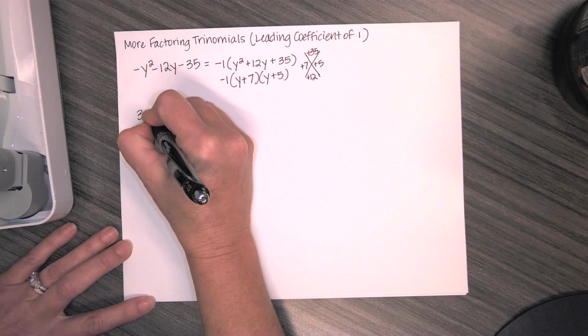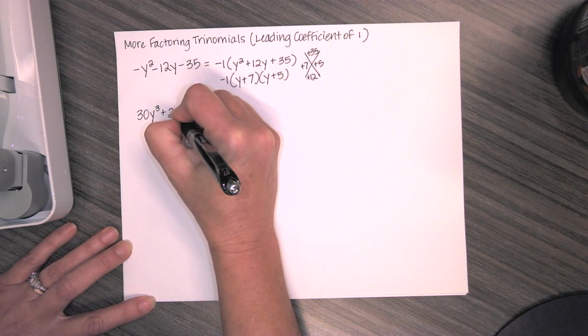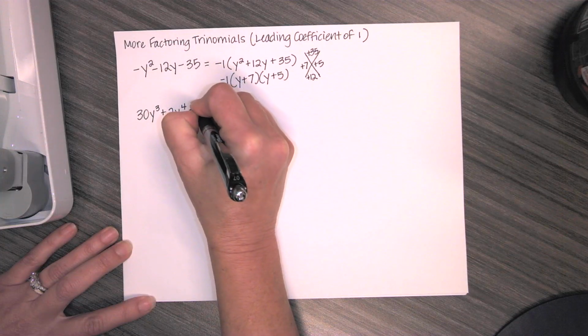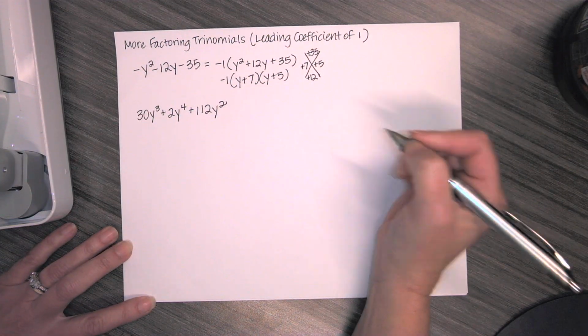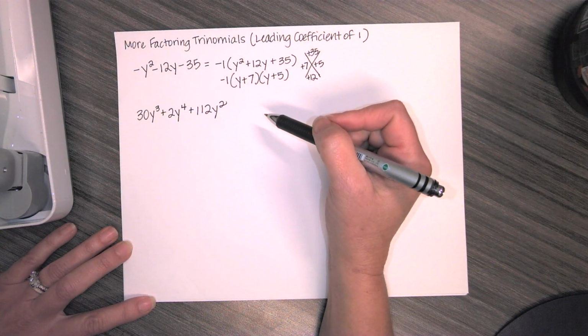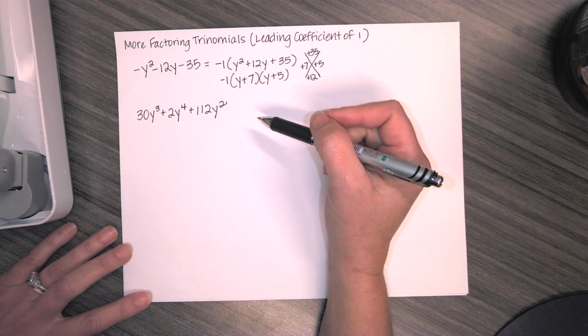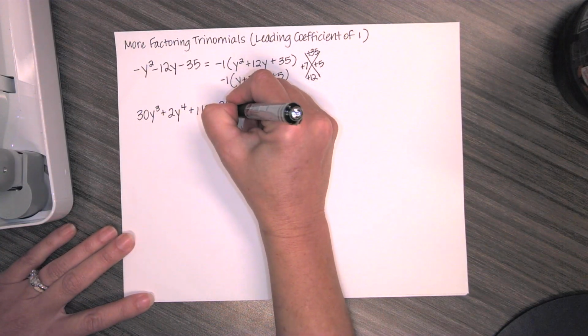Alright, let's look at another problem. 30y cubed plus 2y to the fourth plus 112y squared. Well, you might take a look at that and say, well, that doesn't have a leading coefficient of 1. No, it doesn't, not currently. In fact, we've got a couple of things wrong here that we need to fix before we can proceed.